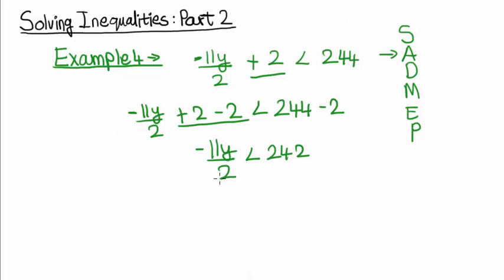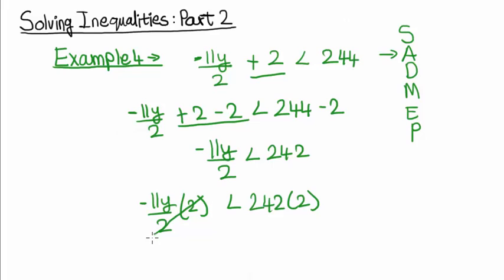The next thing that I need to do is get rid of the denominator over here. Now you saw in the previous example that all I really need to do is multiply both sides of this inequality by the denominator. So these two 2's over here will cancel each other out to give me a negative 11y is less than 242 times 2, which is more simply 484.